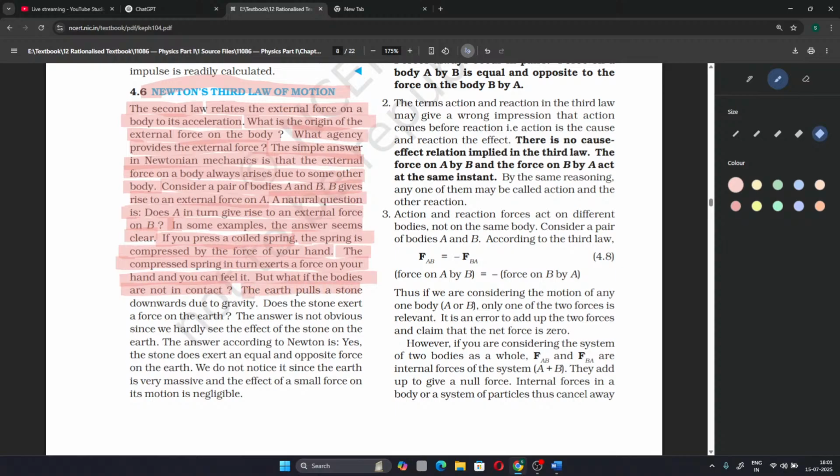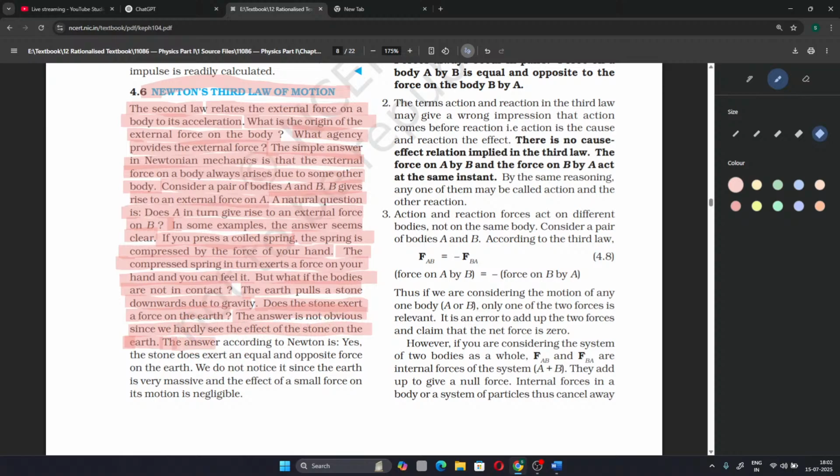The Earth pulls a stone downwards due to gravity. Does the stone exert a force on the Earth? In the coiled spring case, we easily understood that the spring is of course putting a force on our hands, but in this case, when the Earth is pulling a stone downwards due to gravity, does the stone also exert a force on the massive Earth? The answer is not really obvious since we hardly see the effect of the stone on the Earth. It is extremely negligible.